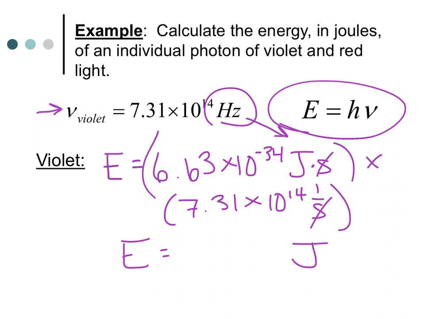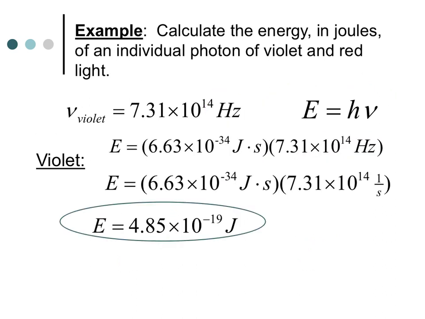So now it's about the calculator once again. We need to figure out how to type in 6.63 E negative 34 times 7.31 E 14. What do you get for your final answer? We should get 4.85 times 10 to the negative 19th joules. Notice how everything has 3 sig figs. We're going by the least number of sig figs. So again, 4.85 times 10 to the negative 19th joules for a violet light.